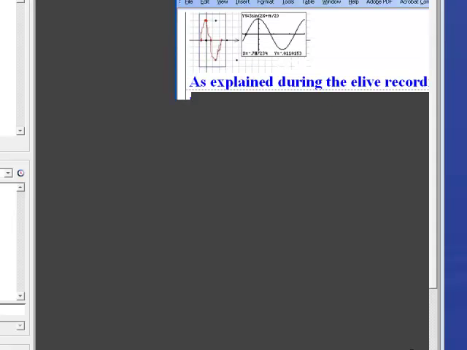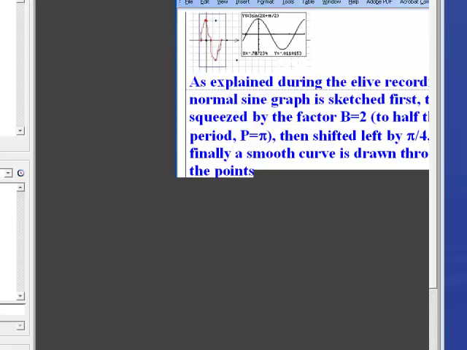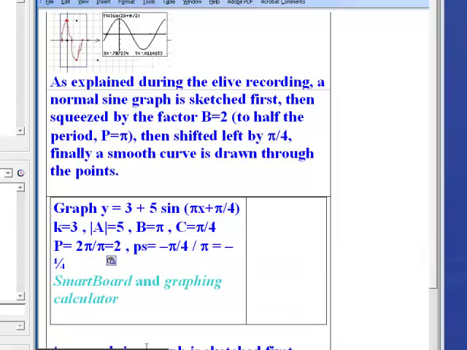4.3. Just going to go back to my script here, where I put in that the normal sine graph is sketched first, and then I didn't shift it up by 3 right away, but I first squeezed it by pi. For example, the 0.2 pi became the 0.2 and so on. Then shifted left. I think that's what I did last. So I did this one here, and then shifted up by 3, then shifted left by 0.25, and then I put a smooth curve through it. And that's it for this section on vertical translation and phase shift.